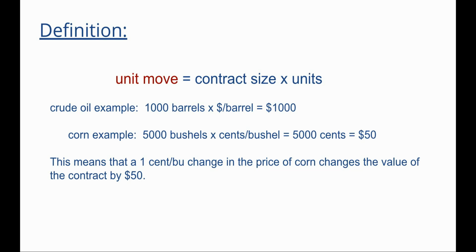If we look at corn, the contract size is 5,000 bushels. The units are quoted in cents per bushel. When we multiply those together, we get 5,000 cents, which is equal to $50. This means that a 1 cent per bushel change in the price of corn changes the value of the contract by $50.